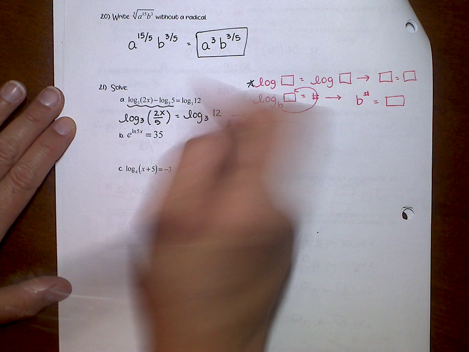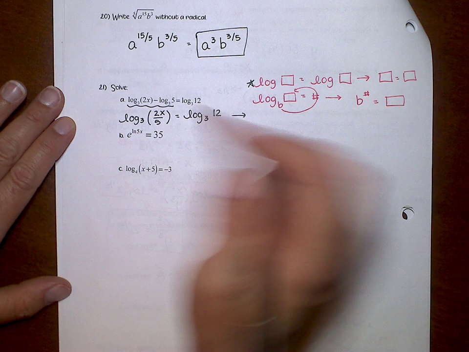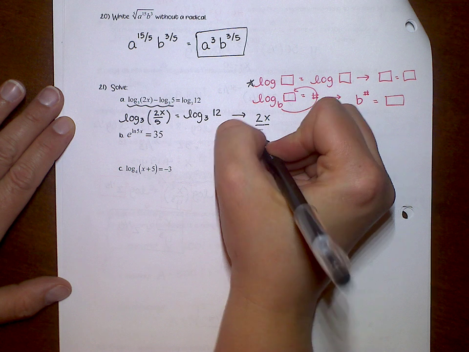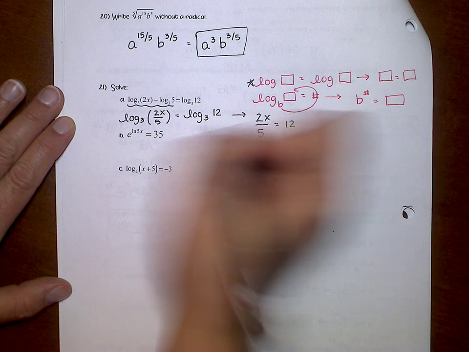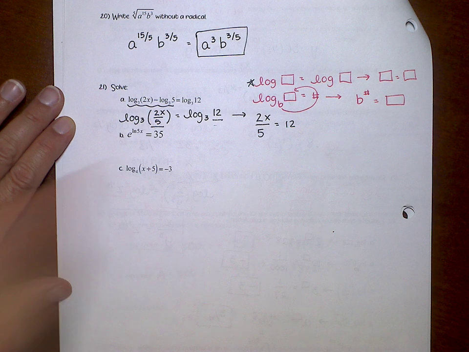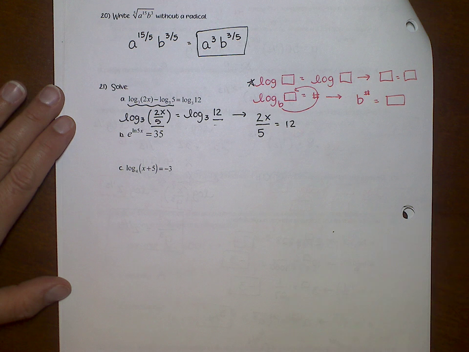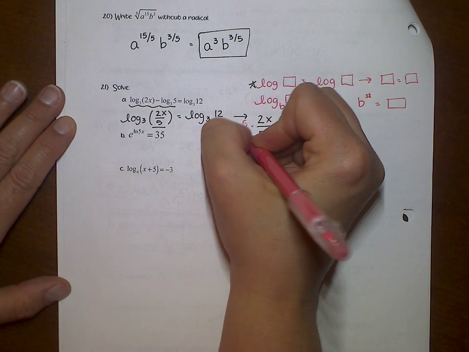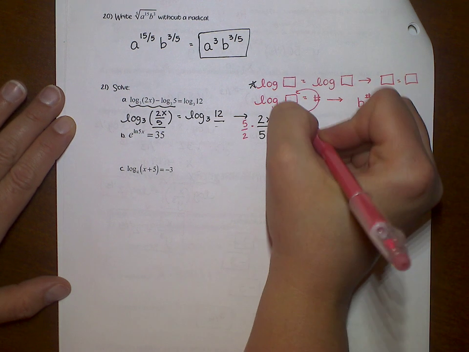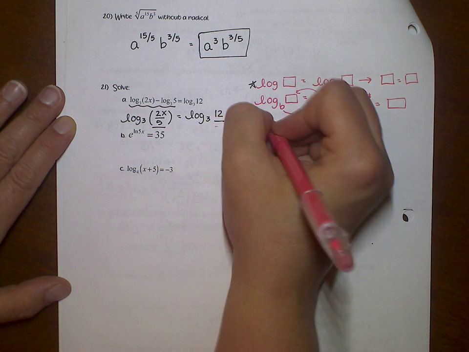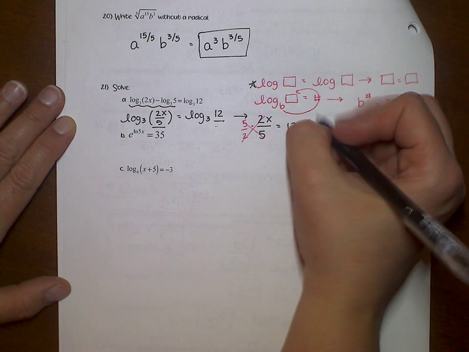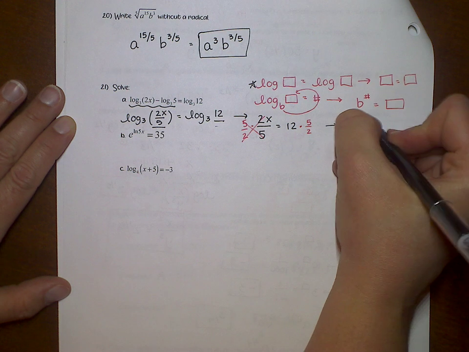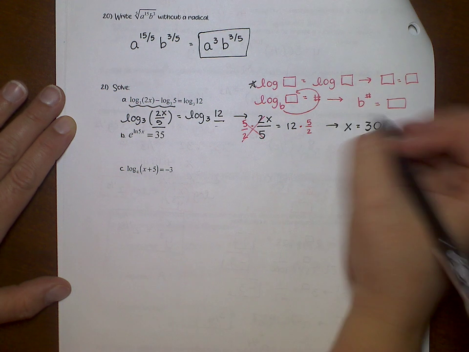Now I have myself in this position, right, where I have log of something equals log of something else. That allows me to just ditch the logs altogether. And now I can just say, hey, 2x over 5 is equal to 12. I know that this must equal this. To solve this, probably the easiest way to go would be to multiply by a reciprocal. So multiply by 5 over 2 to get the x by itself. And we're going to end up with, I'm sorry, I'm making a mess here at the end, but that should be x equals 30 when you do 12 times 5 over 2.